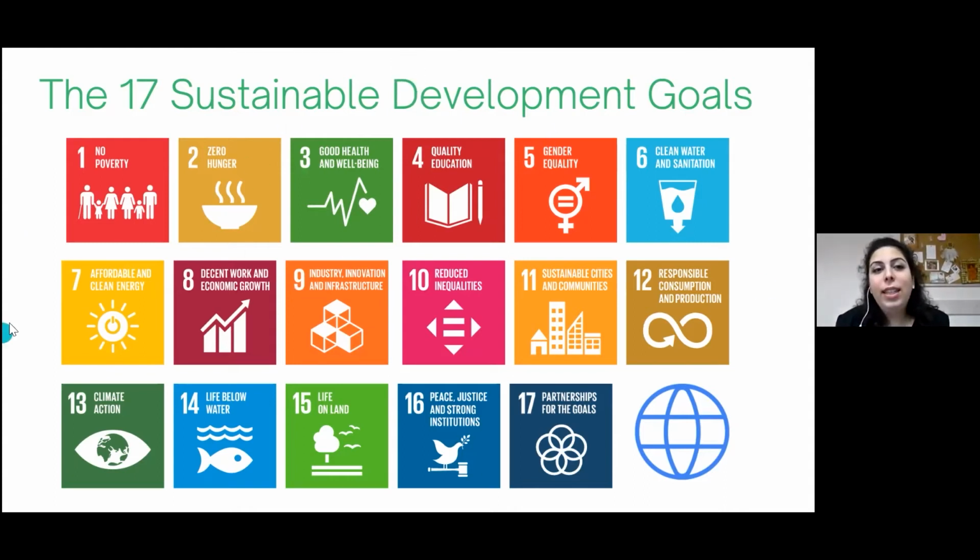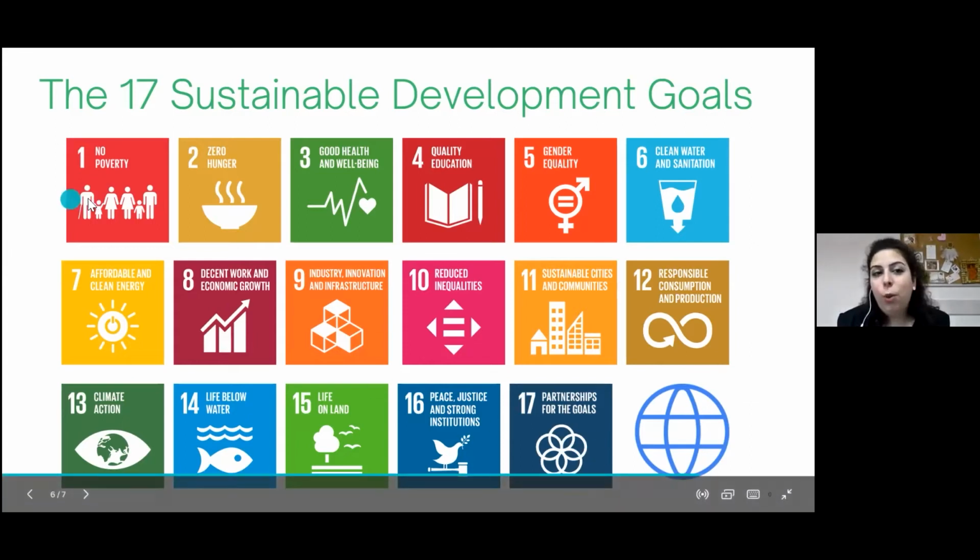Those are the common goals of all of the people, all of the nations in the world right now, in order to get a sustainable future: a sustainable economic future, sustainable social and cultural future, and sustainable environmental future. And we have 17 goals.